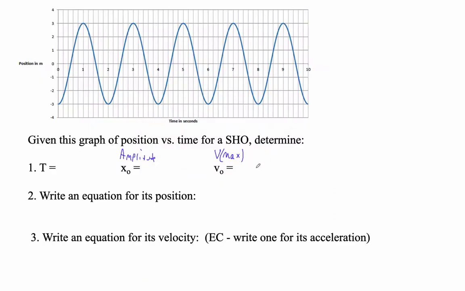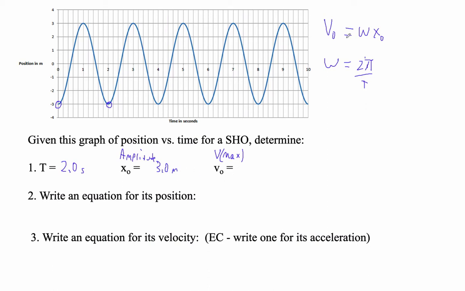Okay, so let's do this. V naught, the maximum velocity, is omega x naught. Okay, omega is 2 pi over T. Well, let's look at this graph here. Let's figure out what T is. We start at 0, and in 2 seconds, we're back where we started. So T is 2.0 seconds. Our amplitude is, well, it goes from +3 to -3. So our amplitude is 3 meters.